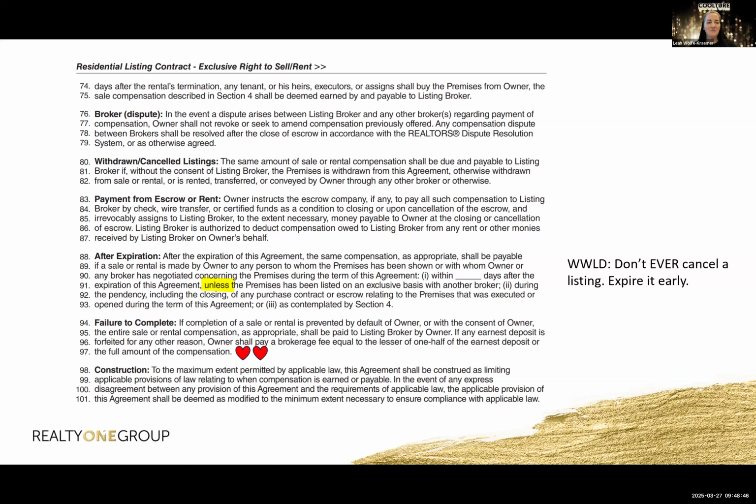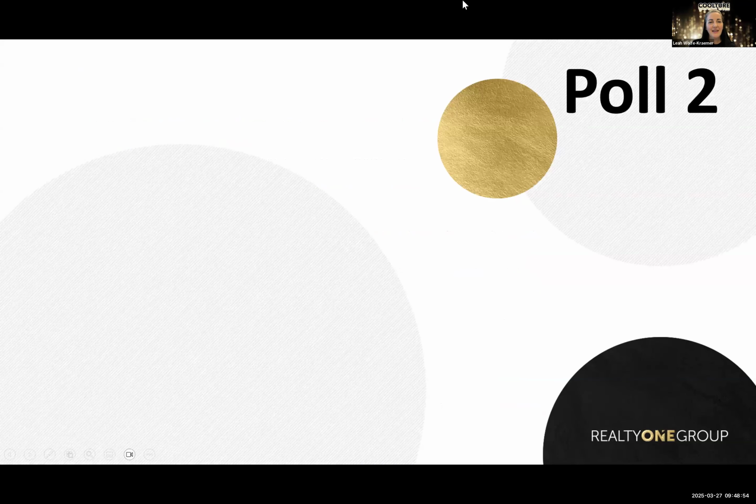Anything else on this page? Okay. We're all good on the WWLD? Let's take a poll. Maybe. I don't know that I shared the results originally. I got to get better about that. Okay.